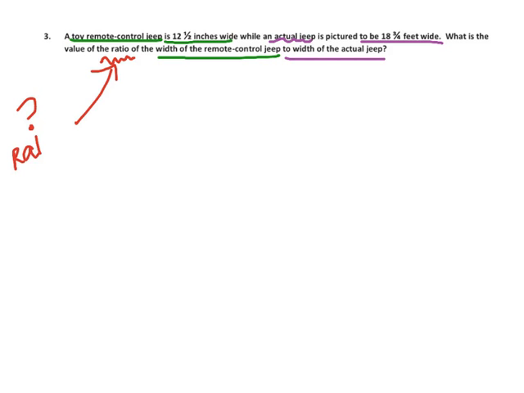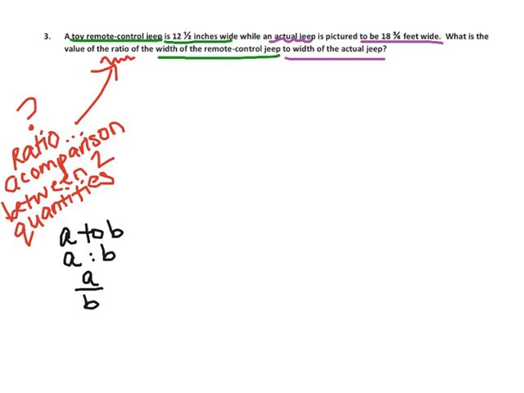A ratio is a comparison between two quantities. I can write it with the word to, with the colon, or in terms of a fraction. And here's just an example using some variables. A to B, A to B, A over B, which also means A to B. Okay, glad we have that.